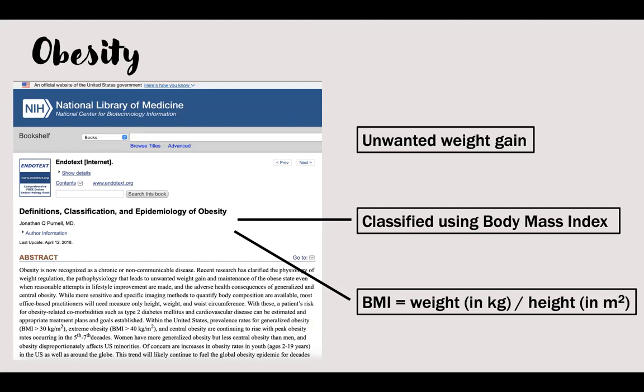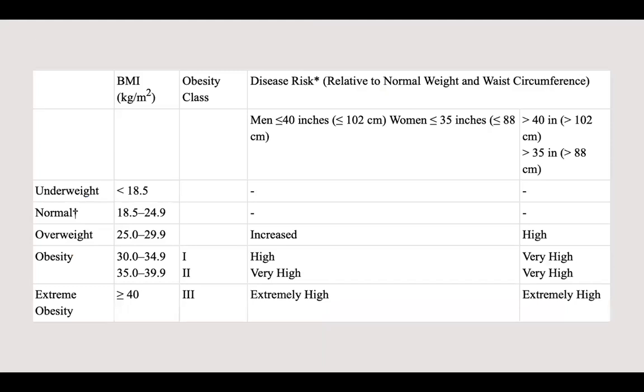To calculate your BMI, you would take your weight in kilograms and divide it by your height in meters squared. These are the sets of ranges and classifications for BMI. A BMI above 30 is considered to be generalized obesity, and above 40 would be extreme obesity.